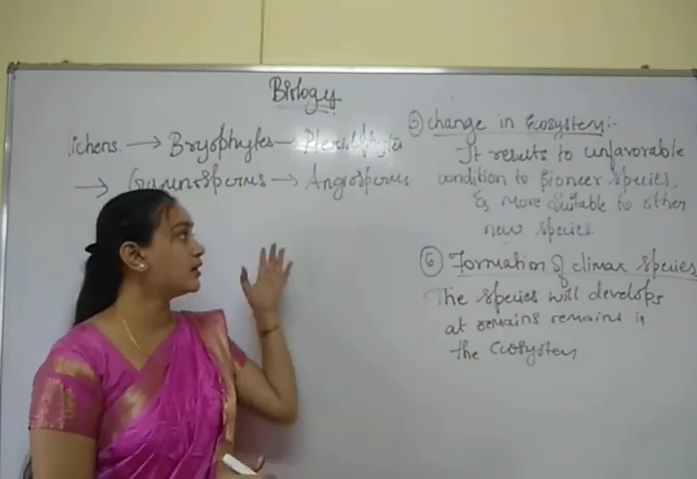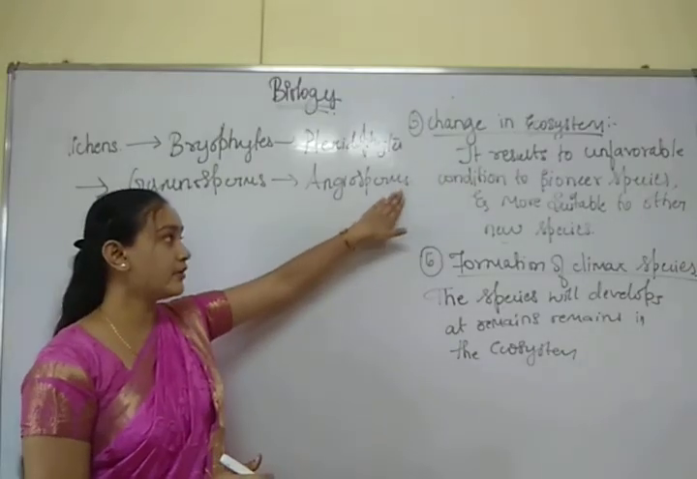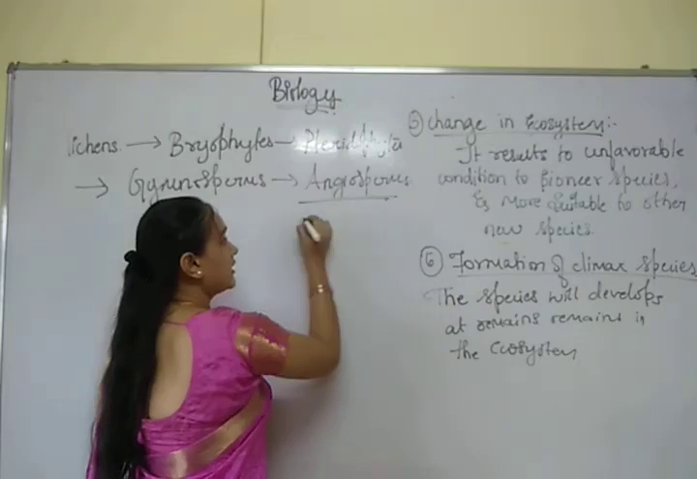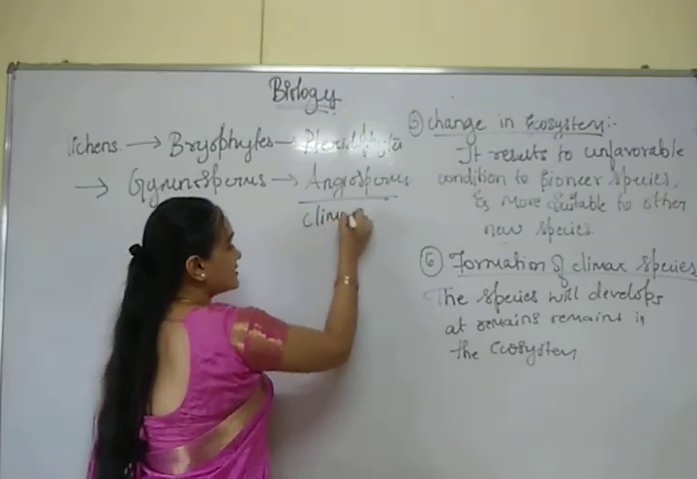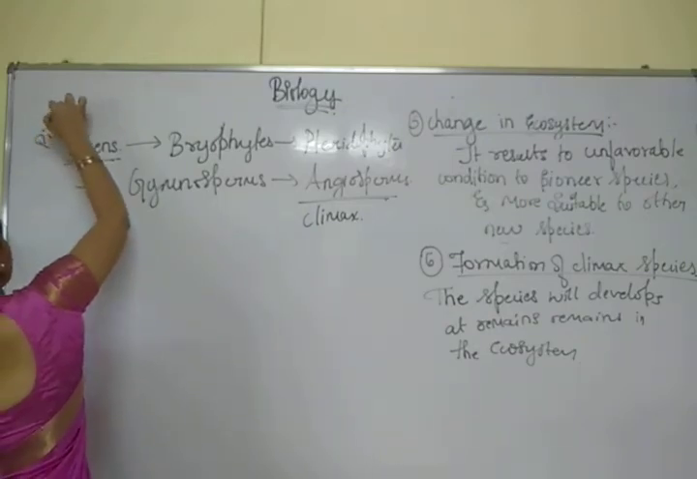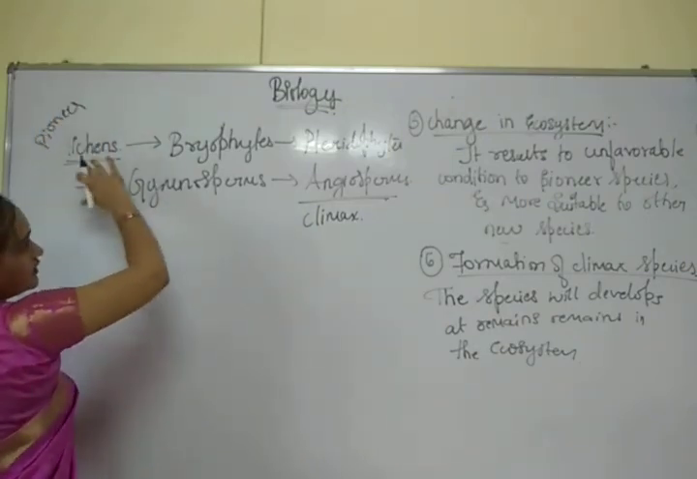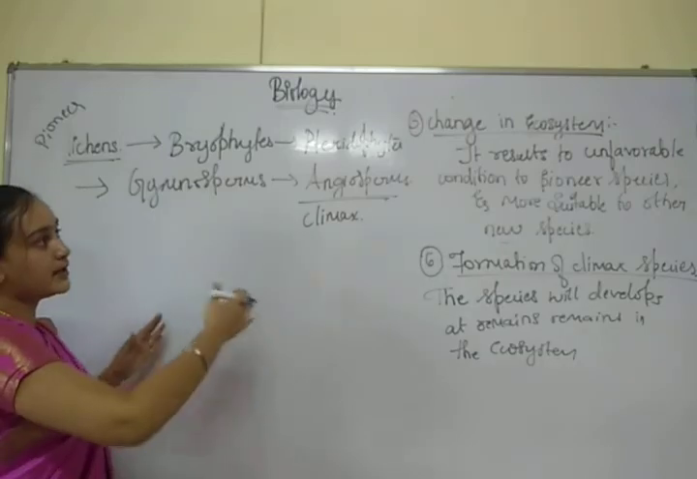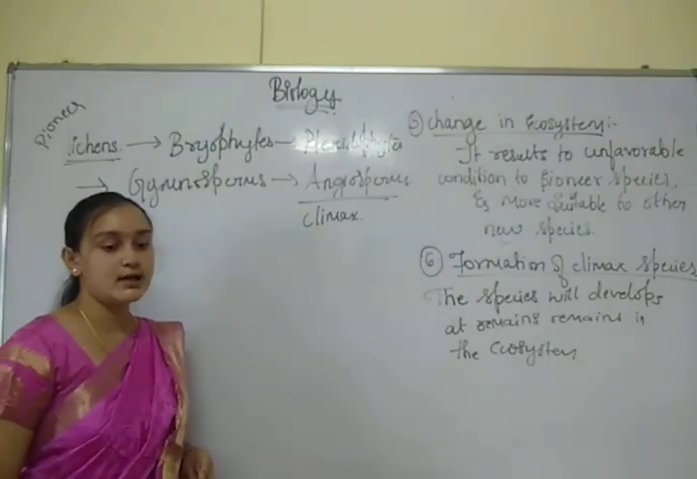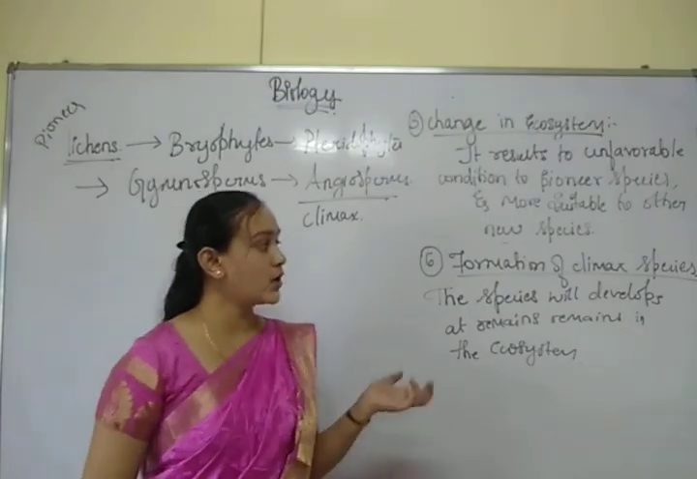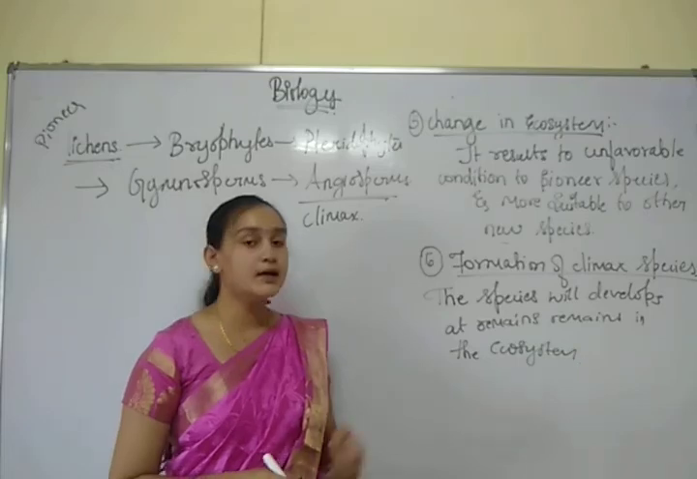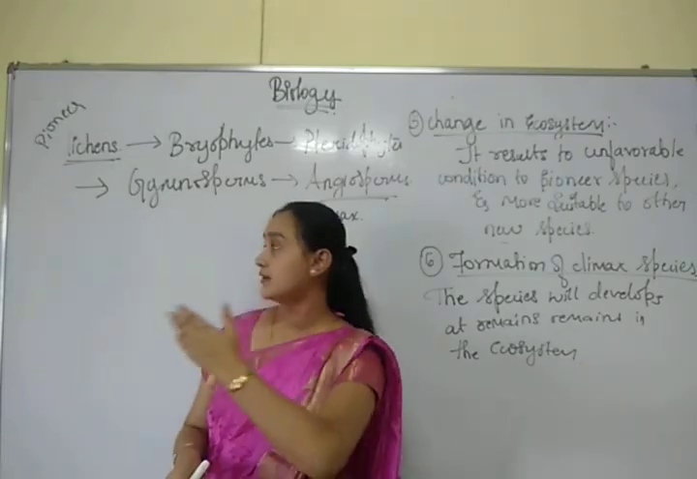Now that particular ecosystem is being covered with the final species, that is this one. This is the climax, and the lichens are the pioneer. So this is how all the species are replaced. This is called ecological succession. So this was all about the steps and types of ecological succession with an example.